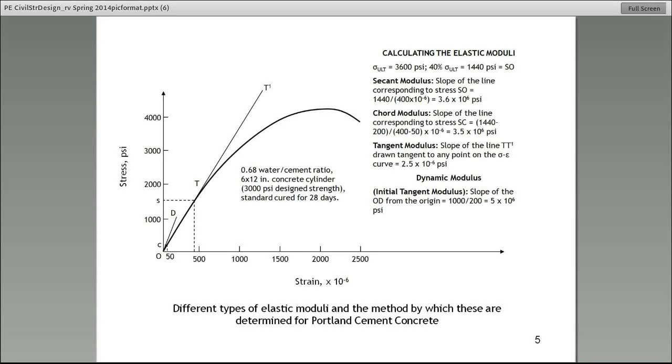Here, I have given you a stress-strain curve. This is an actual stress-strain curve for a specific concrete with the water-cement ratio as specified here. The compressive strength of it is 3,000 psi. And what they're asking here is, could you tell me, please, the value of the secant modulus, chord modulus, or the tangent modulus? I'm not going to go over the specifics of these calculations. I'll leave that up to you.